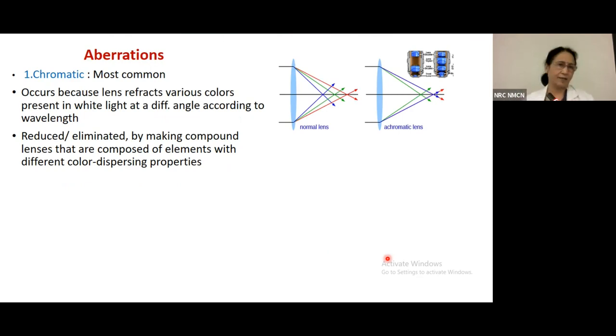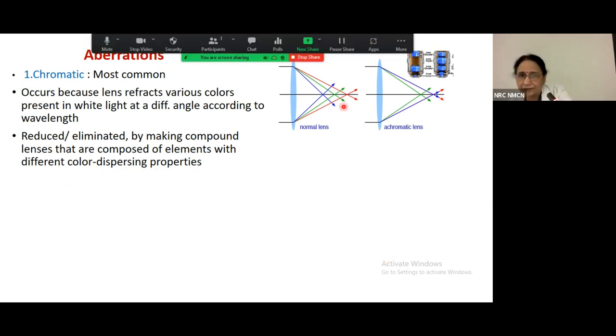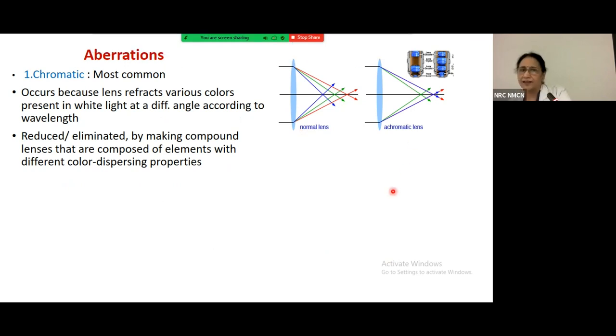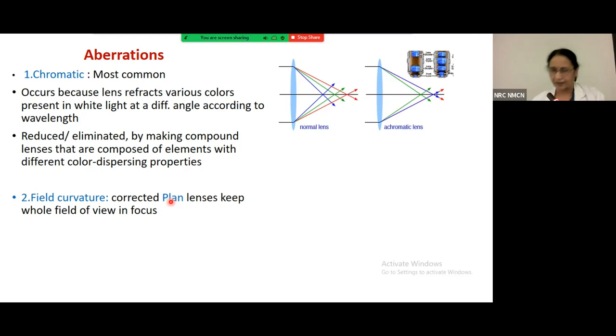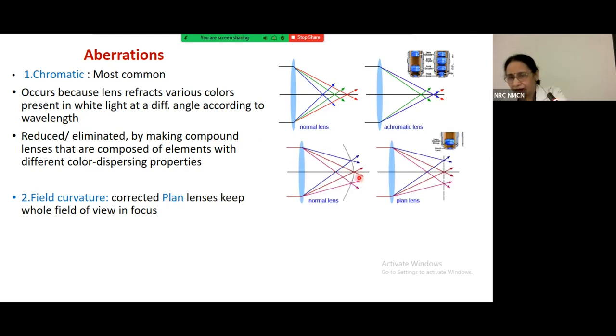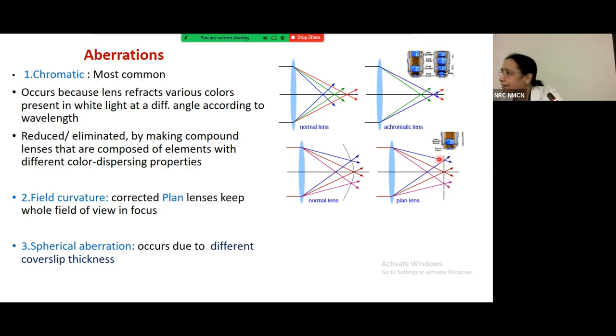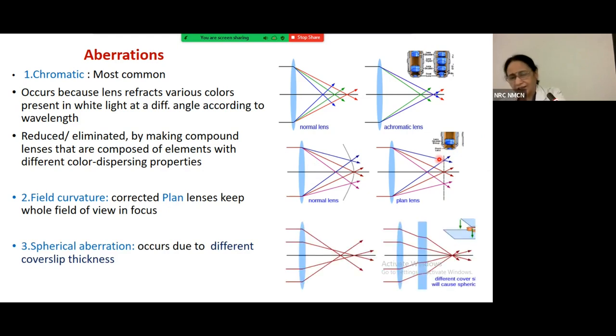So what are the common aberrations in the lens? One is chromatic aberration. It occurs because the lens refracts various colors present in white light at different angles according to their wavelength. This can be reduced or eliminated by making compound lenses composed of elements which have different color dispersing properties. Another aberration is field curvature, which can be corrected by plan lenses so that the whole field of view comes in focus. Then there is spherical aberration, which is generally due to different thickness of the different cover slips.